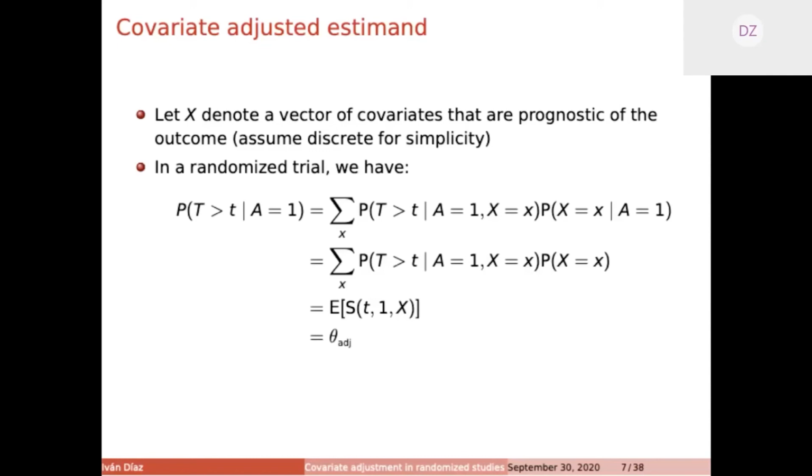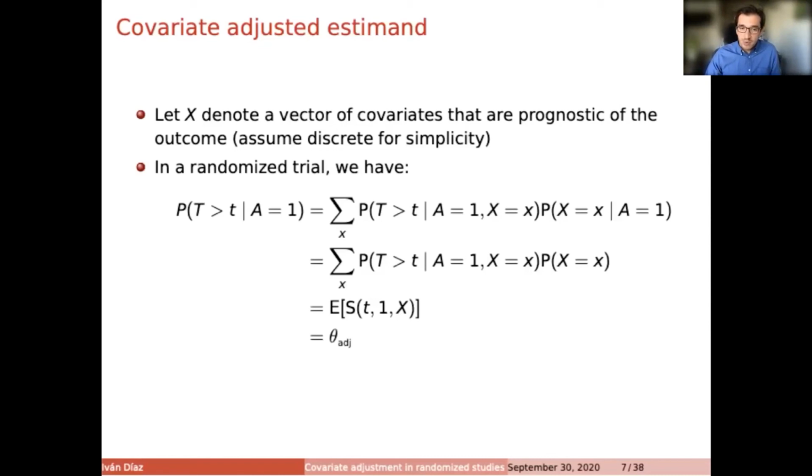A few probability calculations show this. In the first line, I'm using the law of total probability, saying that if you sum over values of x the product of these probabilities, this is equal to the survival function that we have here. Then from the first to the second line, I am using the fact that A is randomized, and therefore it is independent of X, to write the probability of X conditional on A equals 1 as just the marginal probability of X.